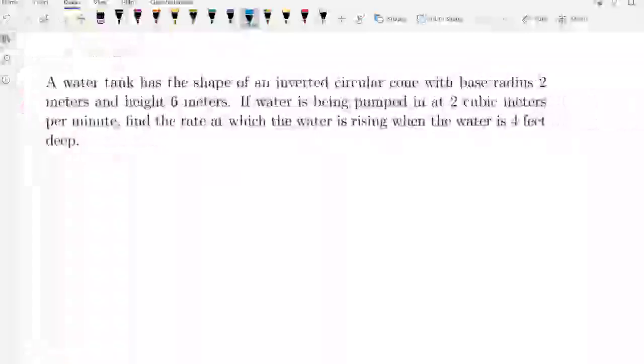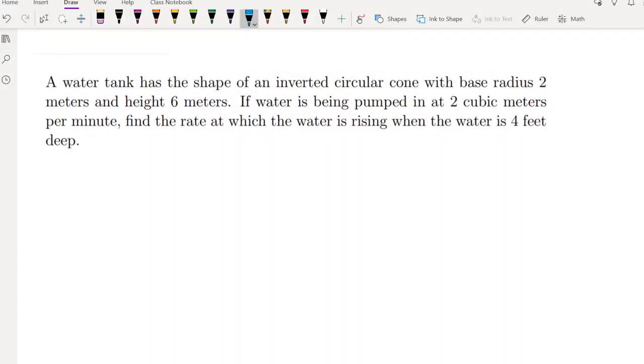Last example. So this one is definitely the trickiest just in terms of the geometry and the picture that's going on in this case. This one says a water tank has the shape of an inverted circular cone with a base radius of 2 meters and a height of 6 meters. If water is being pumped into the tank at a rate of 2 cubic meters per minute, find the rate at which the water is rising when the water is 4 feet deep.